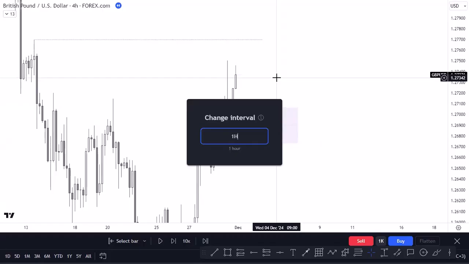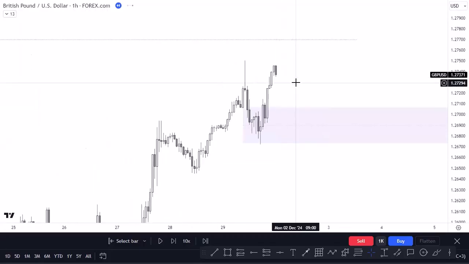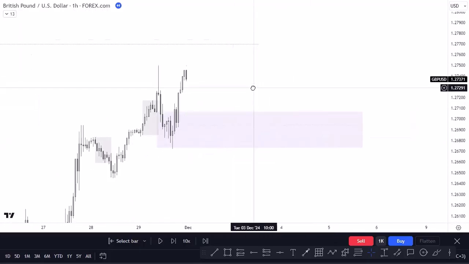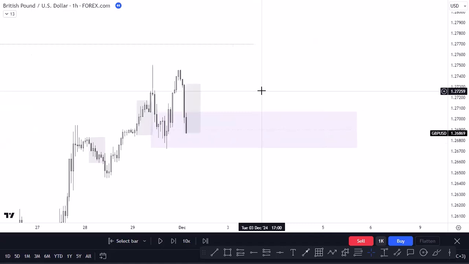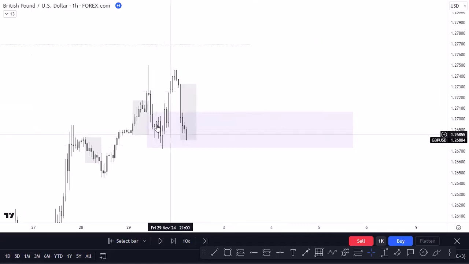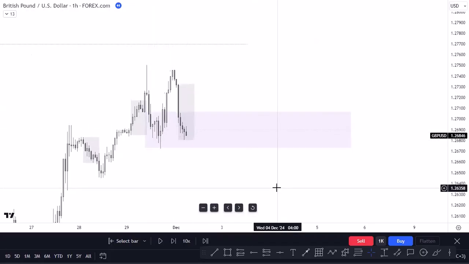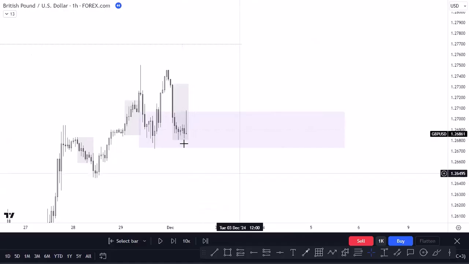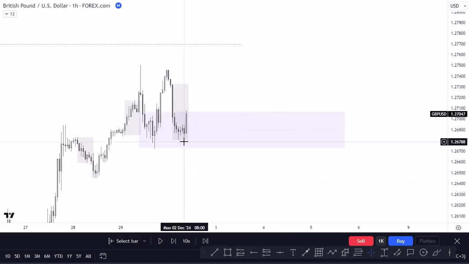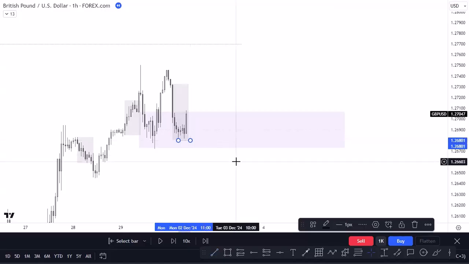So I went to the H1, looking for where I could buy from. The market started declining and came into this H1, which is the H4 liquidity area. I'm just waiting for the H1 to shift, then buy this market. This is not the shift, because the first thing I need to see is the sweep of liquidity. There's no sweep here, so I need to see the sweep of liquidity first.